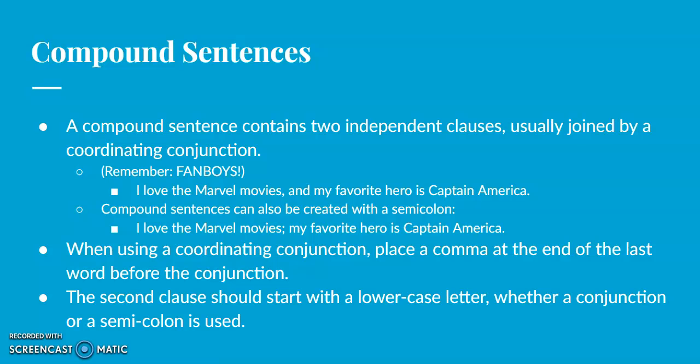This is one of those types of sentence construction that may seem unnecessary, but by combining the two clauses into a single sentence, it creates a connection of meaning between them. In the example here, I talked about liking Marvel movies, and that Captain America is my favorite hero. Each clause, taken separately, tells you something.